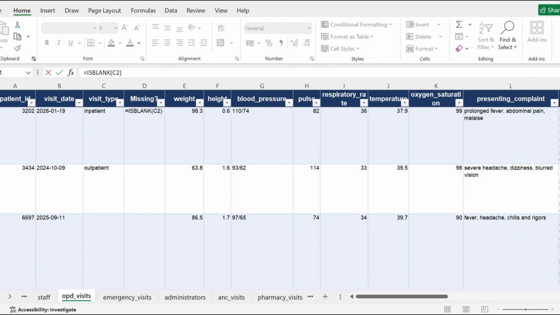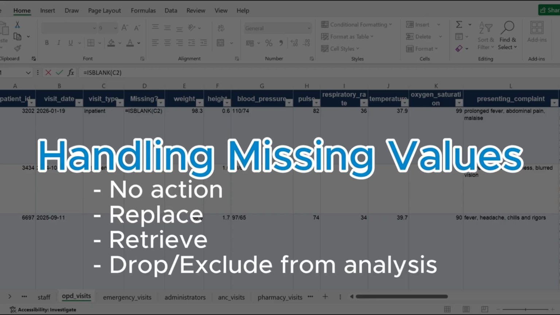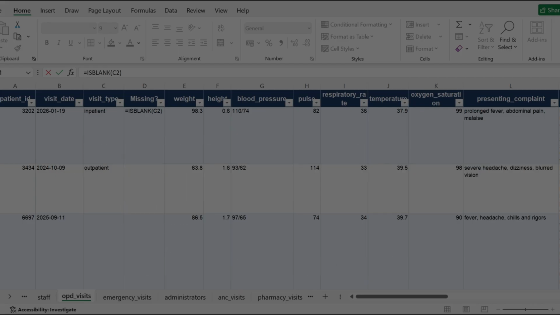The third method uses formulas. For example, we can use the ISBLANK function, or a formula that counts blank cells within a column. Once we have identified missing values, we can decide whether to leave them as missing, replace them, retrieve them from source records, or exclude them from specific analysis depending on the context.